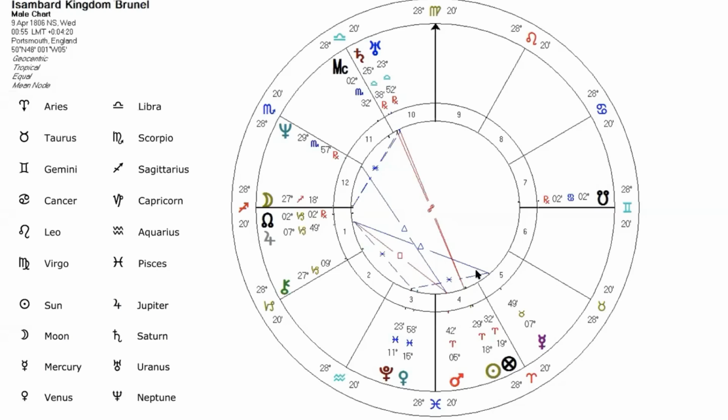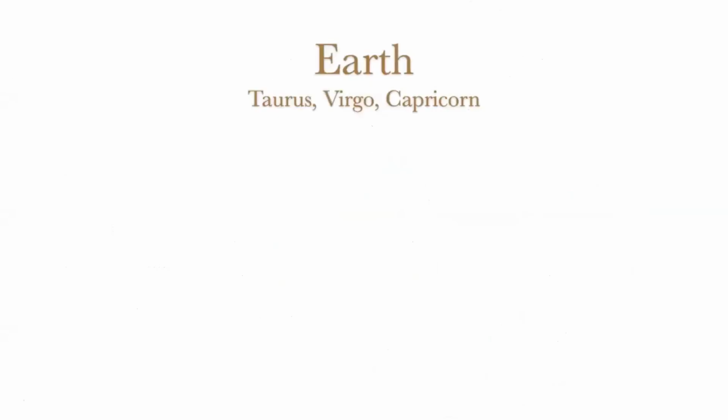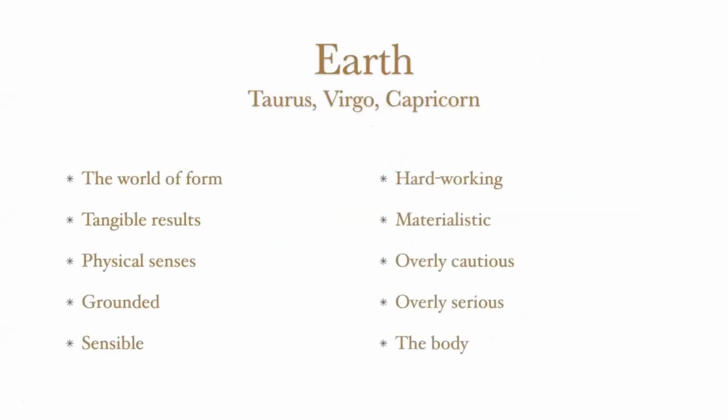Okay, so that's a brief introduction to the realm of fire. The earth realm, which is Taurus, Virgo, and Capricorn. Some key words for earth for you. Very fittingly, earth is the realm of the tangible physical world of form.